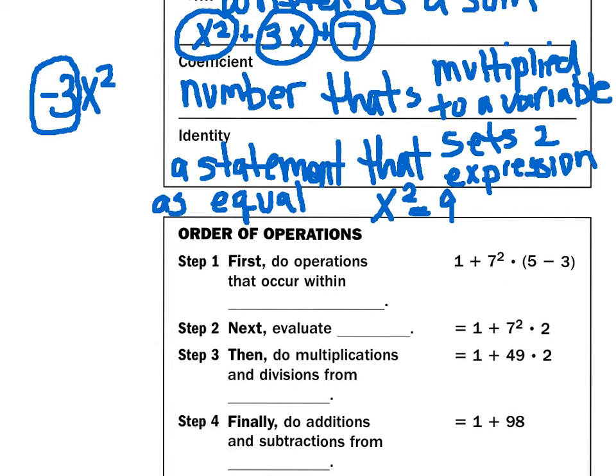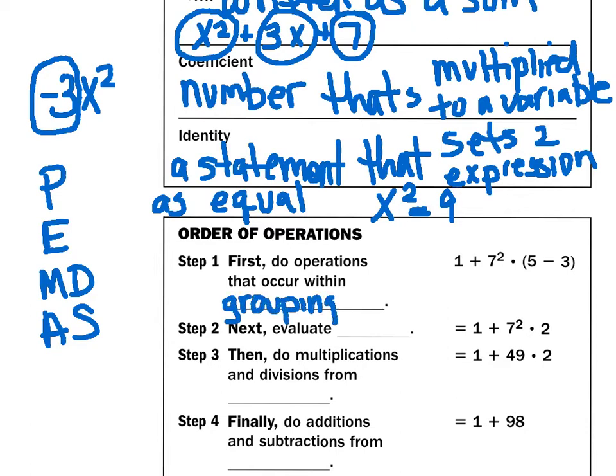Okay, order of operations. Order of operations is the Please Excuse My Dear Aunt Sally. And so first, do operations that occur within grouping symbols. And we use a P for that because when you were younger, about the only grouping symbols you had were parentheses. Now you know that a grouping symbol can also be brackets.